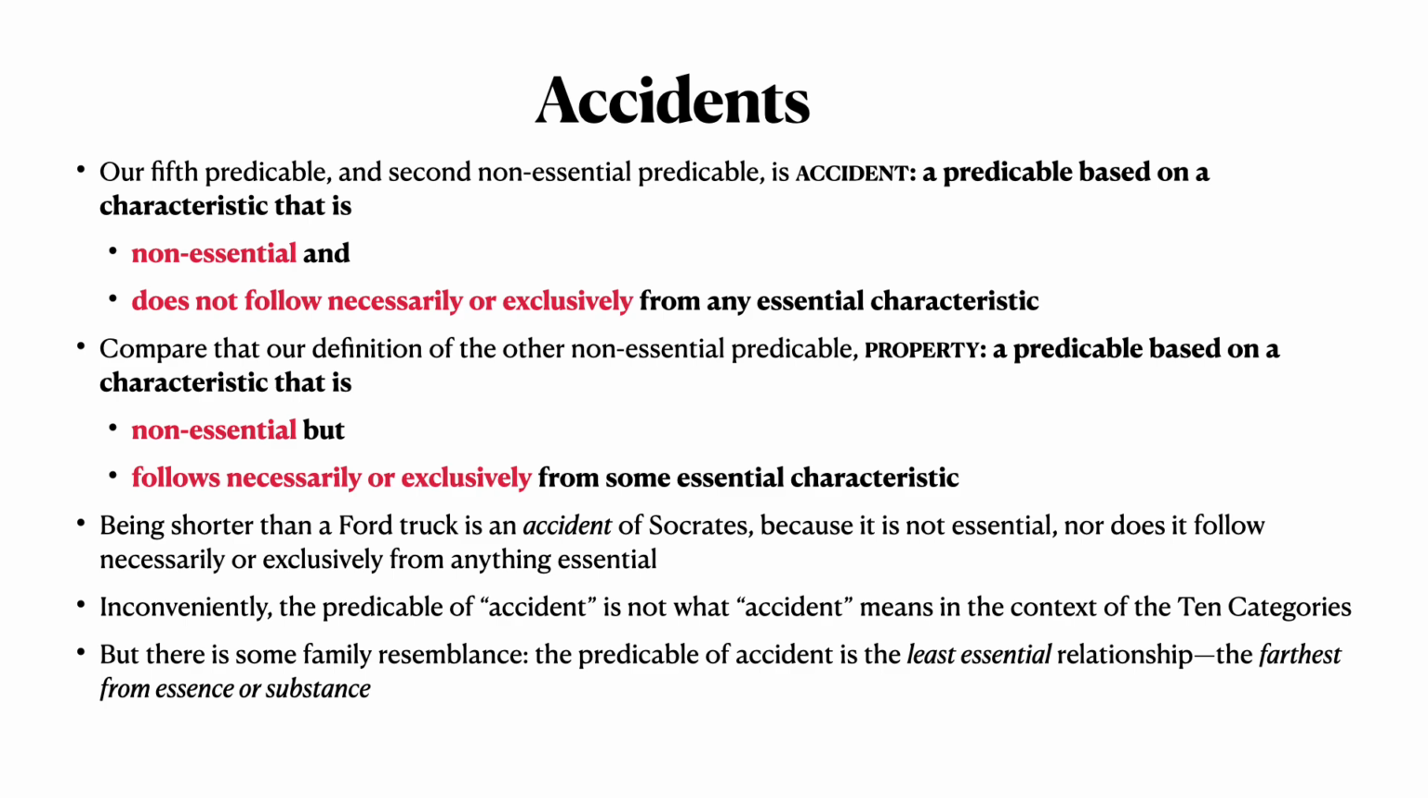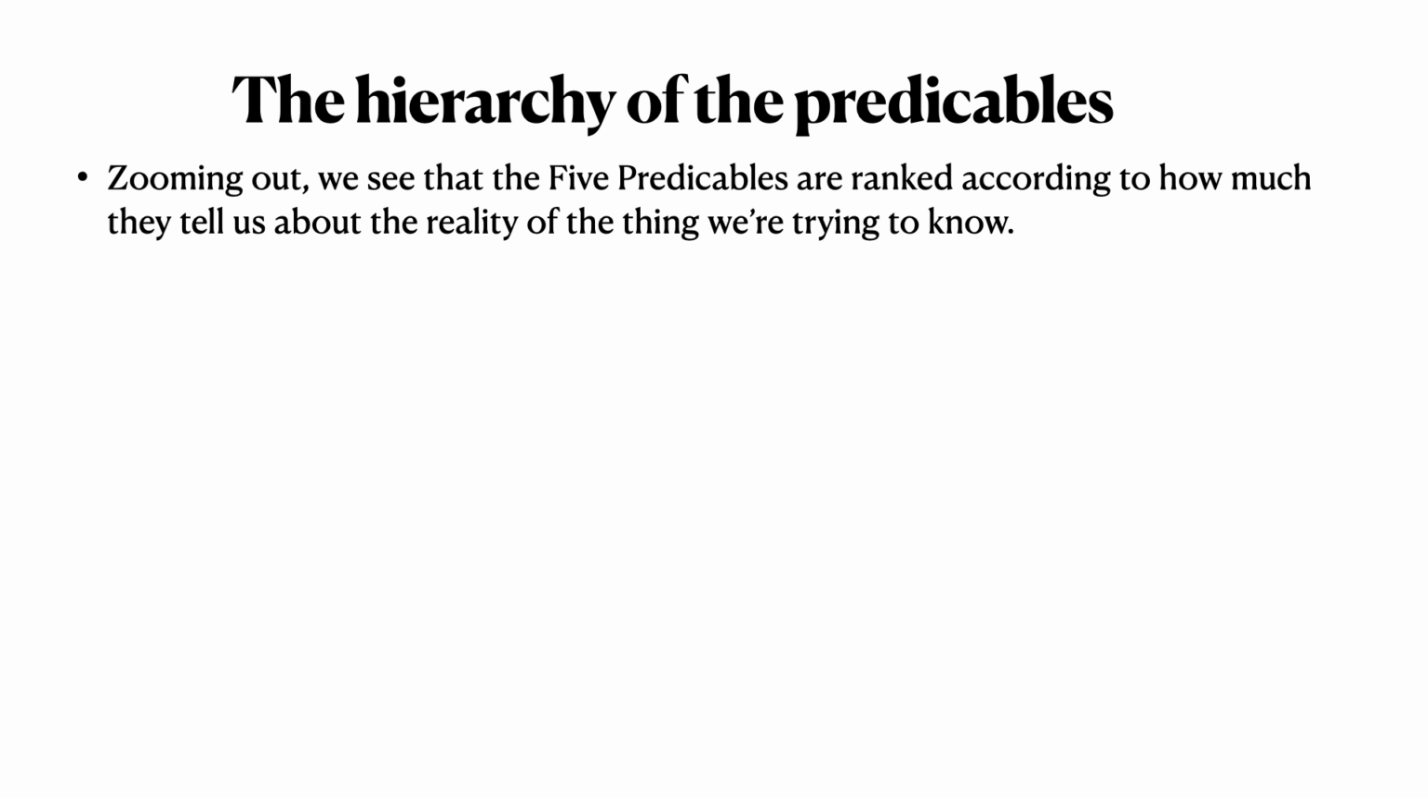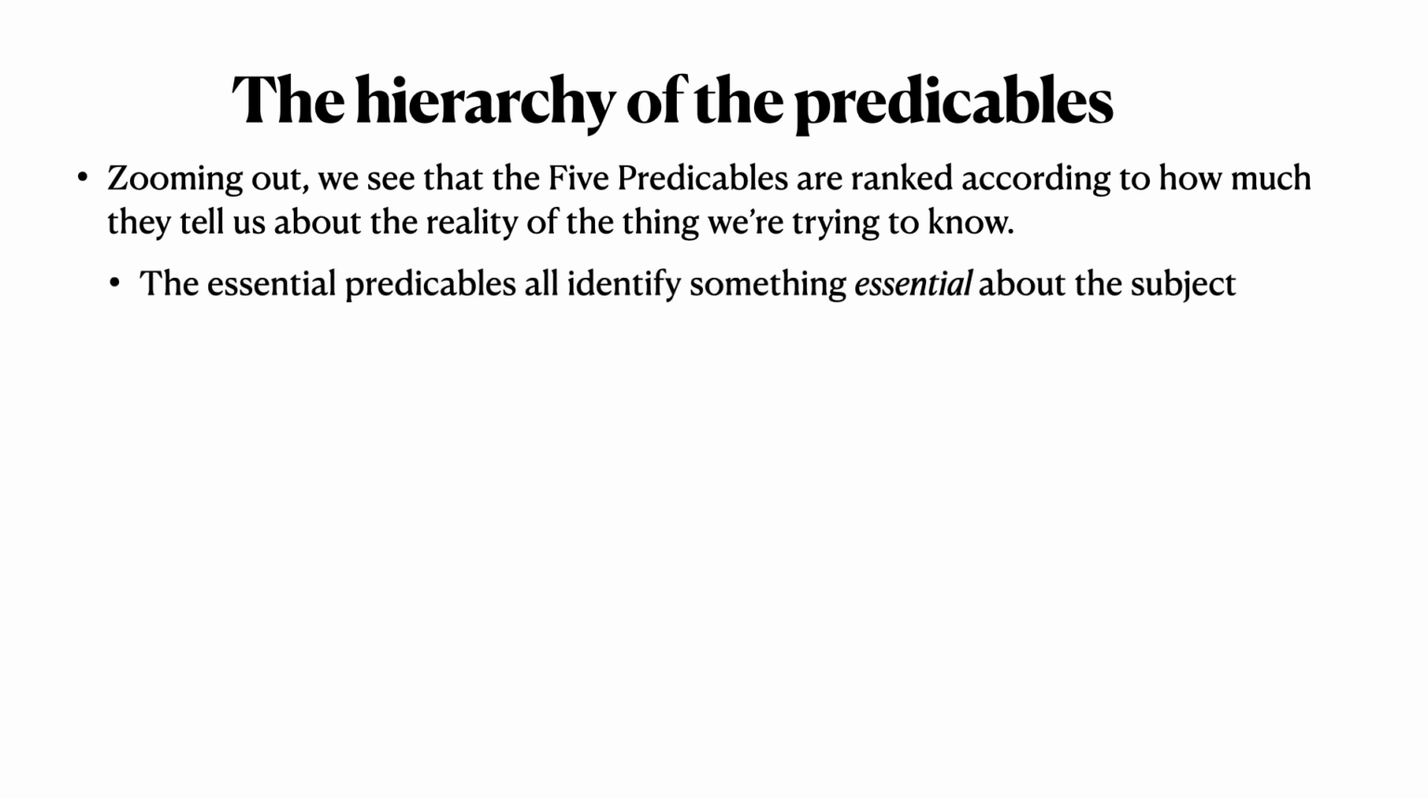All right, so how does this hierarchy look? Well, we see now that we can rank the 5 predicables according to how much they tell us about the reality of the thing that we are trying to know. The essential predicables all identify something essential about the subject. This is species, genus, and difference. All tell us something essential. Species tells us everything we need to know about the essence. Genus and difference each tell us a part of what we need to know about the essence, but only a part, either the generic part or the specific or the differentiating part.